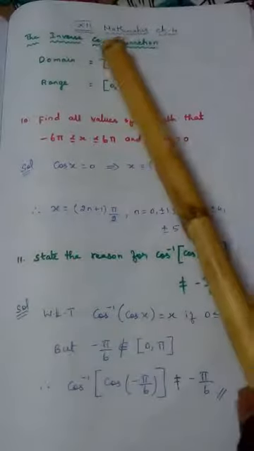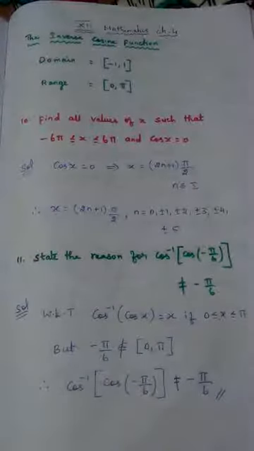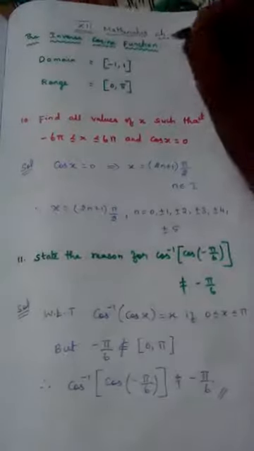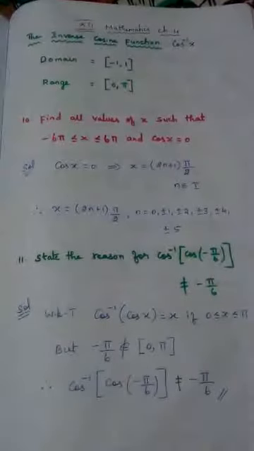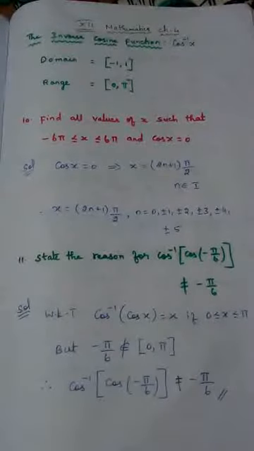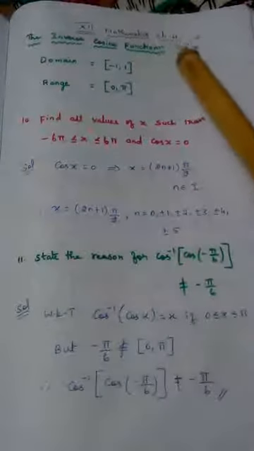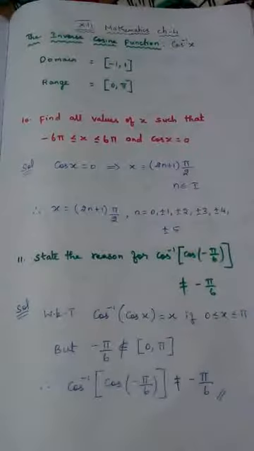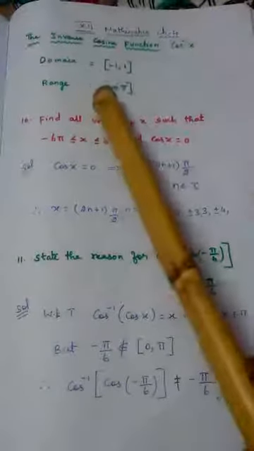Similarly, the inverse cosine function can also be written as cos inverse x. So cos inverse x is called inverse cos function. This is what we are studying about. The domain of this function, that is cos inverse x, is -1 to +1. And the range of this cos inverse x is from 0 to pi, and both are closed intervals.